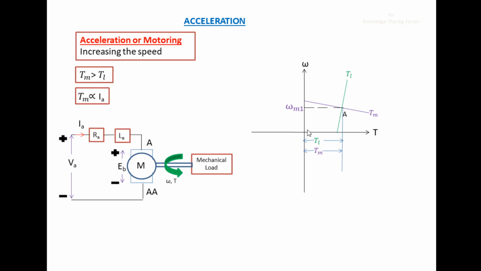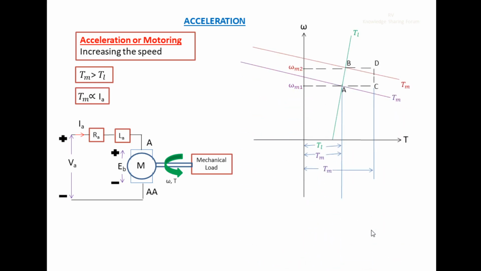So let me explain that through the speed torque characteristics. Here the machine is running at omega m1. This purple color is the speed torque characteristics corresponding to the speed of omega m1 for this operating point A. Corresponding to this operating point A and this speed omega m1, the load torque and the motor torque are the same. So now it is running at a speed of omega m1. Now our aim is to increase the speed from omega m1 to omega m2.